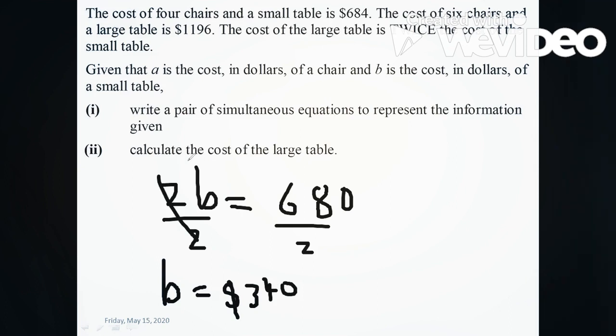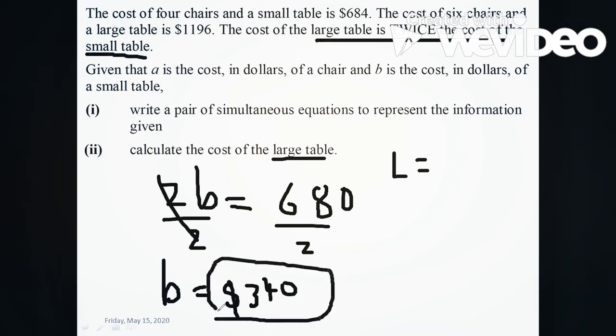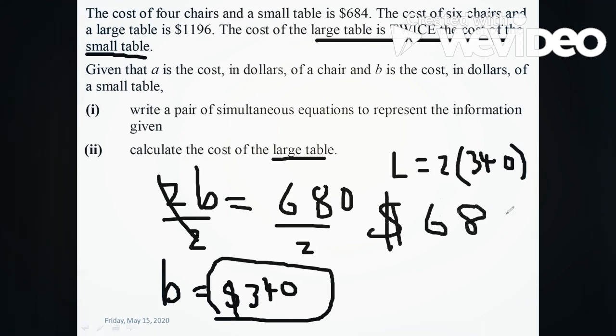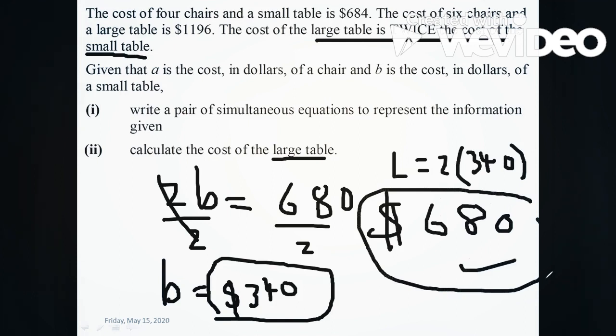All right. The question says cost for the large table. So remember, we said that a large table is twice the cost of a small table. And this is our small table, the cost of the small table. So it's going to be 2 times 340. So a large table is actually 680. That's our answer.